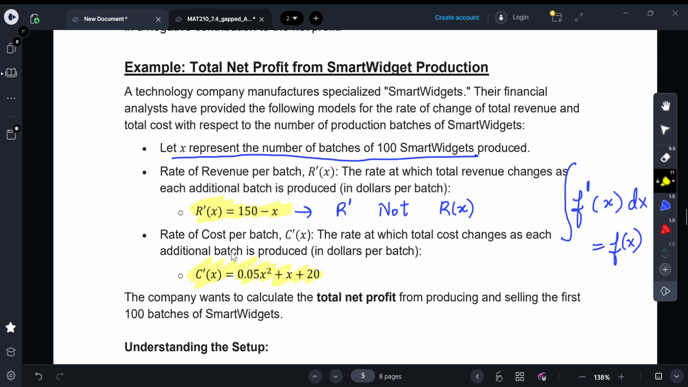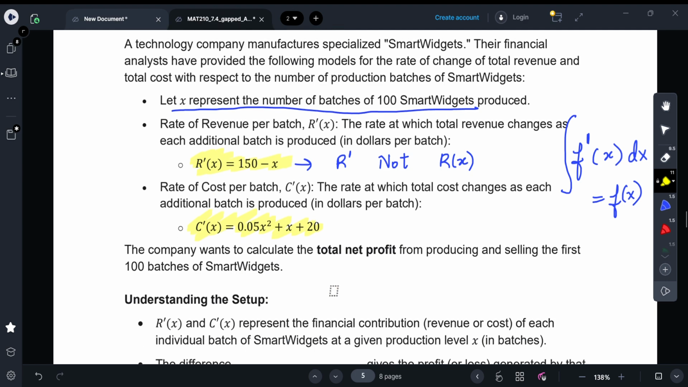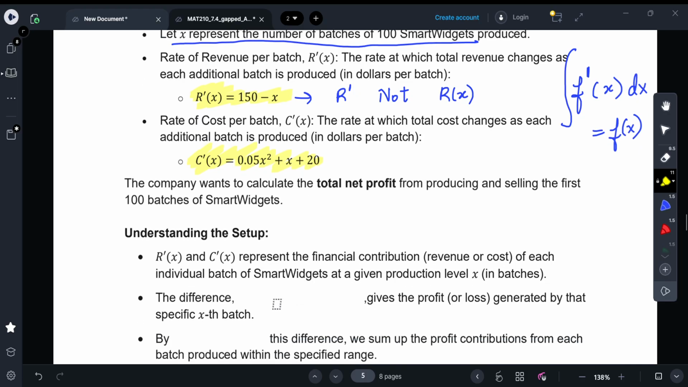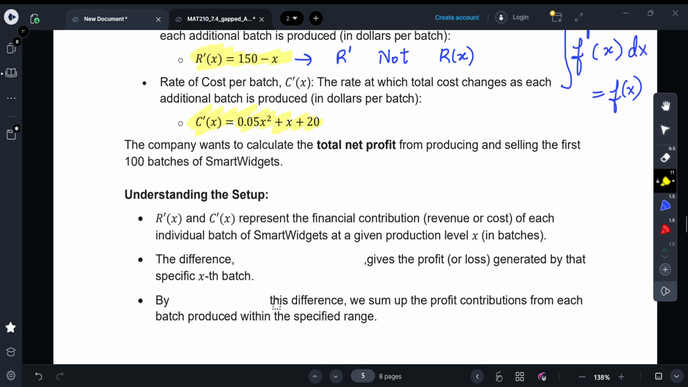So C prime means the derivative. To find the cost function, I have to integrate it, right? So the company wants to calculate the total net profit from producing and selling the first 100 batches of smartwatches. R prime represents the revenue and C prime represents the cost of each individual batch. When I subtract the cost function from the revenue, it gives me the profit, the rate of change of profit or loss, right?